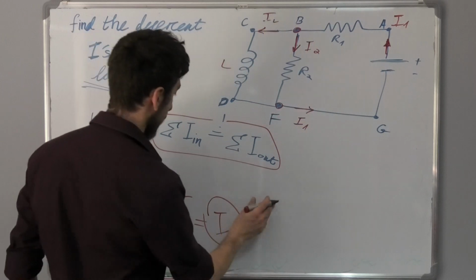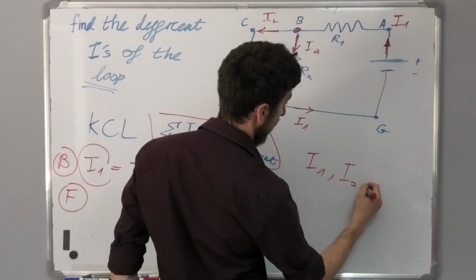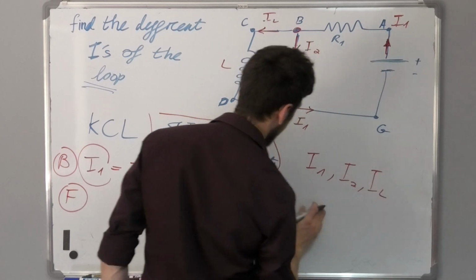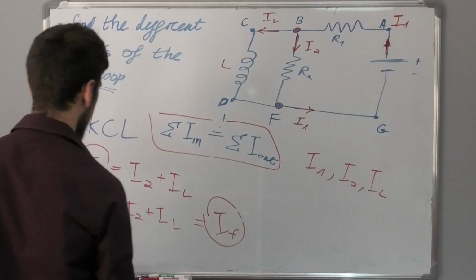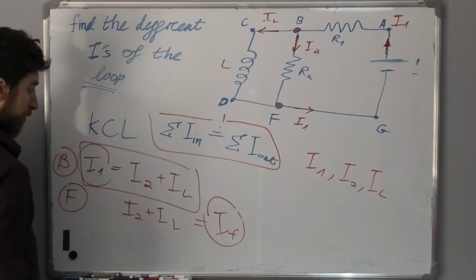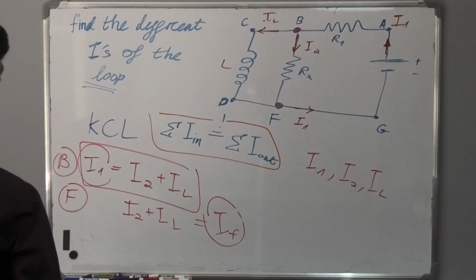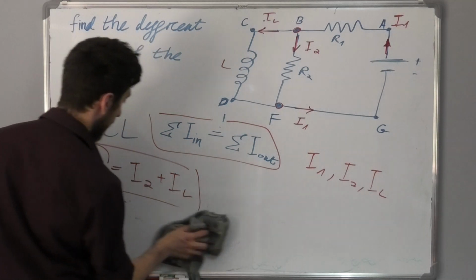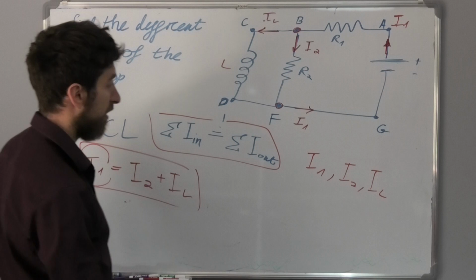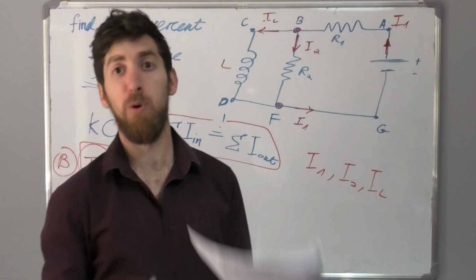So we know this, we know that I1, we have I2, and we have IL, okay? And what's the problem here? The problem is that I have only one equation, you see it? And how many unknowns do I have? I have three unknowns and one equation. So I need to find more equations.